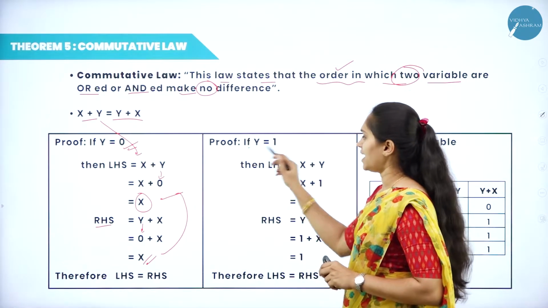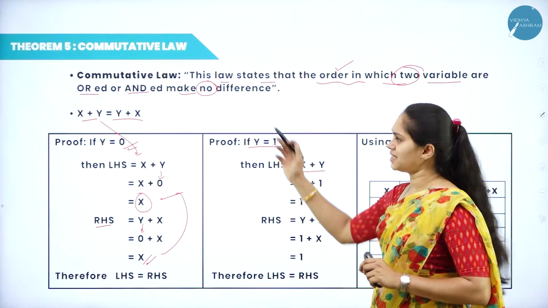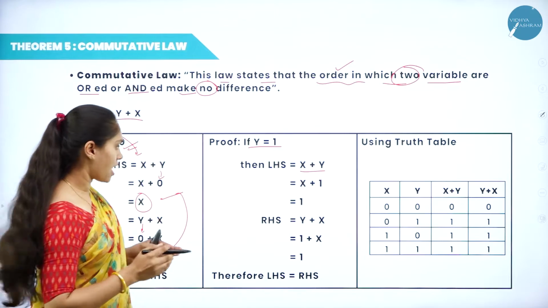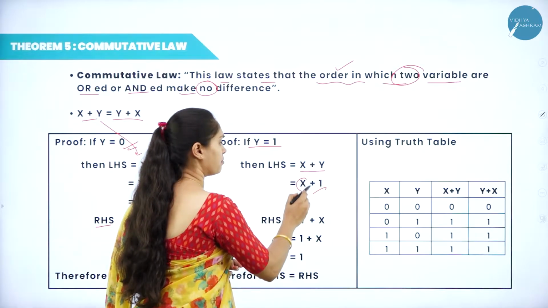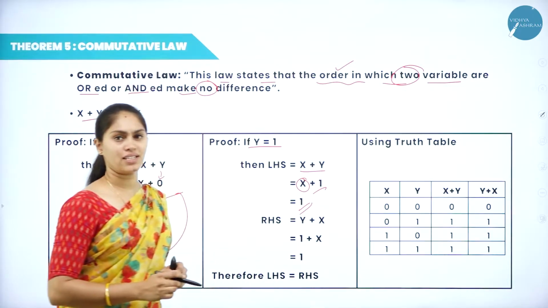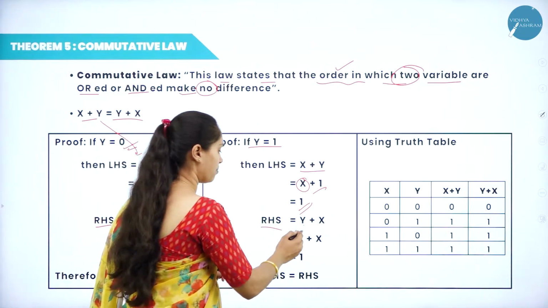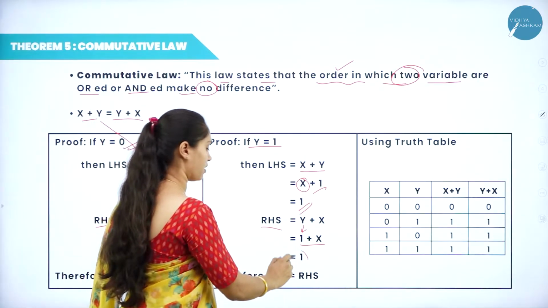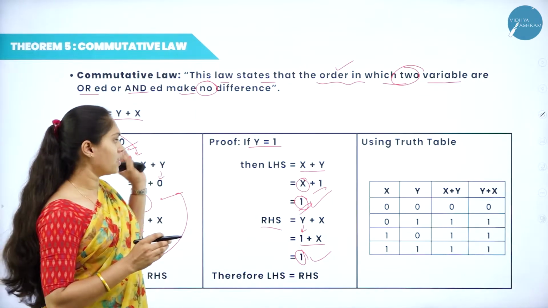In the same way, let me consider the y value as 1 instead of 0. Now take the LHS, x plus y. Let me keep x as it is, and in the place of y, take the value 1. If I add any value, either 0 or 1, with 1, I get the result as 1. Then let me consider the RHS, y plus x. In the y place, I take 1 plus x. If I add any number with 1, the result will be 1 itself. That means LHS is equal to RHS. That is the commutative law.